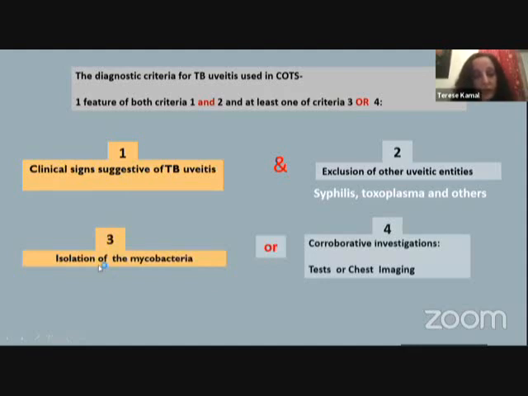Three: we are able to isolate the mycobacteria, meaning that the patient had an acid-fast bacillus sputum test that came back positive, or the patient had a cold abscess that had pus and was cultured, or we were able to do a PCR test, which is not commonly used in practice, and we were able to actually isolate the organism through this PCR, either from the eye or elsewhere in the body. Or, which is, I guess, what we use more commonly, number 4, which is having a positive tuberculin or quantiferon test, or having positive signs in chest imaging, either in the form of a healed or active lesion. So 1 plus 2 with 3 or 4 would make us think towards a diagnosis of ocular TB.